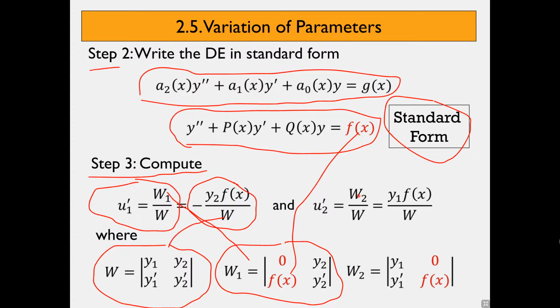Now u2 dash is w2 divided by w. But w2, you get it from here. This matrix, using algebra, 2 by 2 determinant. First row, y1, 0. Second row, you differentiate y1 to get y1 dash, and then here you put f(x), second row, second column. So if you take the determinant, y1 f(x) minus y1 dash times 0, you get y1 f(x) divided by w. So you know the right hand side. Later on, we will integrate to calculate u2 dash.